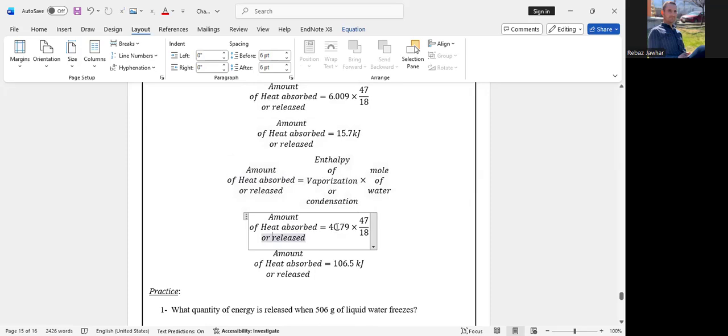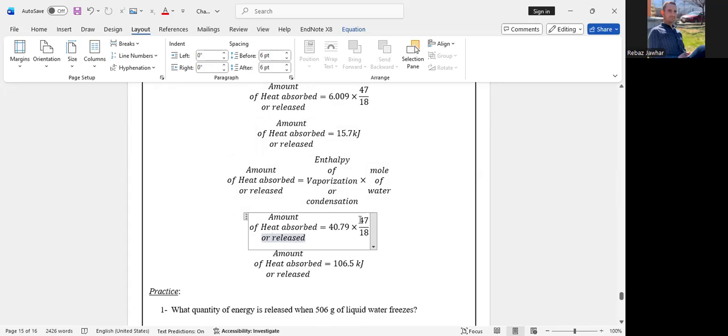Again, this amount should be memorized, like this one, 6.009. It is related to the molar enthalpy of fusion, and this one is related to the molar enthalpy of vaporization or condensation. Again, 6.009 and 40.79, they should be memorized.